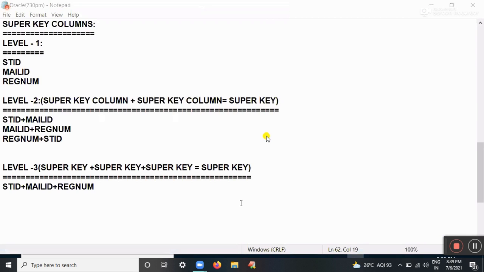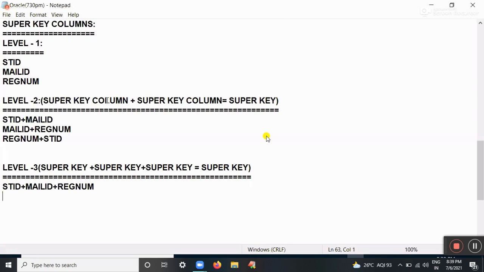But what we said: a super key plus a super key, can I say it is a candidate key? No, because a super key combined with a super key is again a super key, right? Super key plus super key is again a super key. So these are the candidate keys.